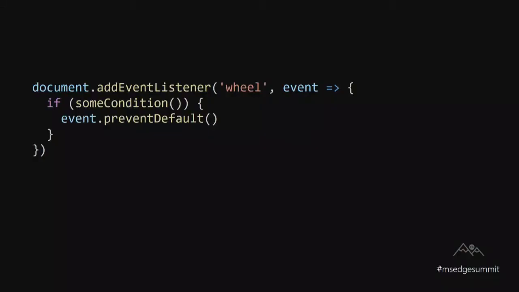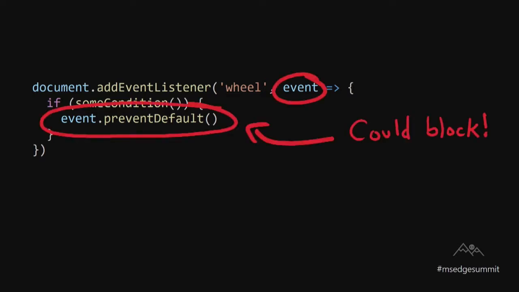One of those things, it turns out, is adding a wheel listener. So in this example, I'm adding a wheel listener to the document. And the reason that this will disable independent scrolling is because you've got this callback in here, right? And you've got this event. And you can call event.preventDefault on that. And what that means is you'll block scrolling.